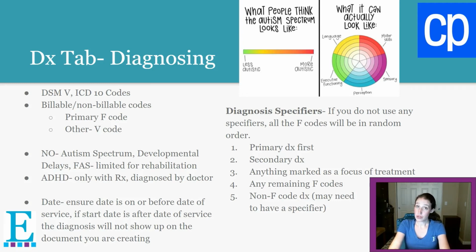Other things that you can do for specifiers for the diagnosis: if you don't use any specifiers, the F codes will be in random order, but you can write that it's the primary diagnosis or a secondary diagnosis, the focus of treatment, and then any other F codes or non-F codes will be in that order. So this is how the order will appear in CarePaths. The order to me doesn't really matter as long as the billing diagnosis that you're using is a primary F code.